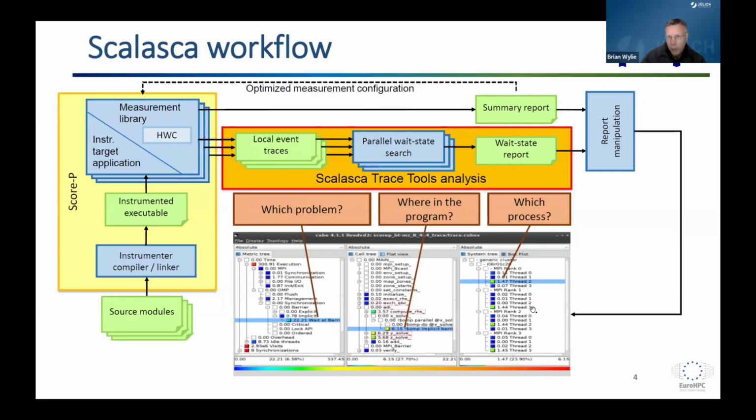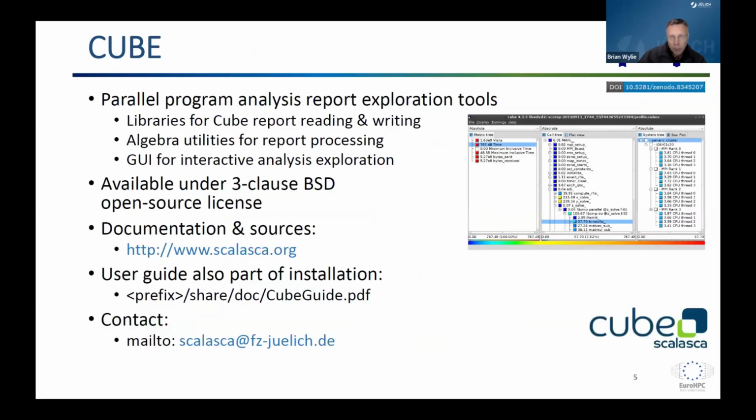So this display at the bottom with its three panels is what we refer to as Cube. Cube is our analysis report explorer. It's also the tools that read and write these analysis reports. Again, it's open source, and in the course of the next few days, you'll have a chance to try it out and see how information is presented. But I'll come to examples in some of the next slides, which we'll look at in a bit more detail.